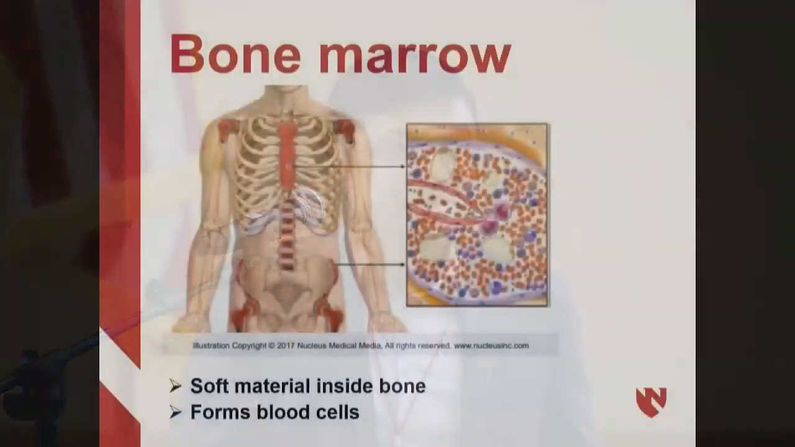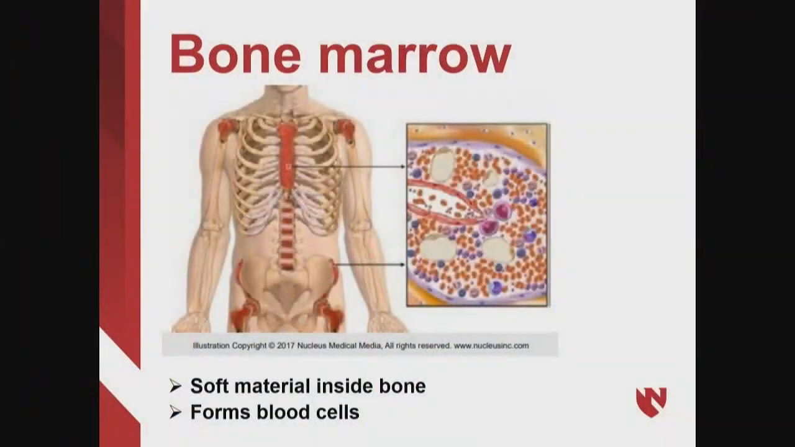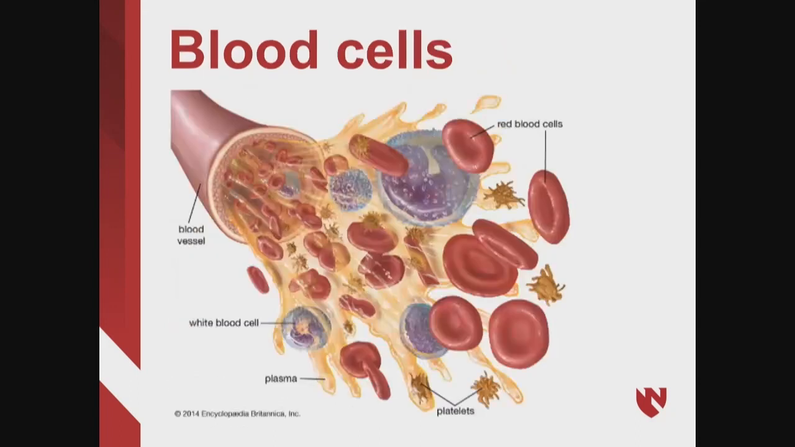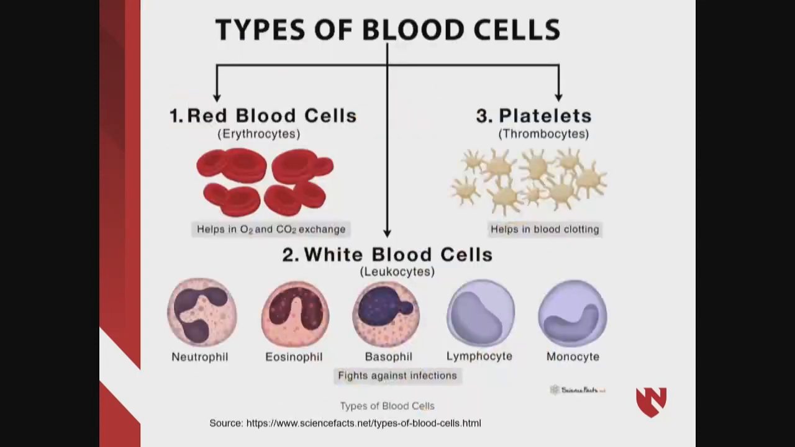So what I thought I'd start with is some basic information about blood, bone marrow, and myelodysplastic syndrome, and then I'll discuss management options. Inside bones, we have bone marrow, which is soft material, and bone marrow is what makes blood cells. There are many different types of blood cells. We have red blood cells, platelets, and white blood cells, which have different subtypes, such as neutrophils, lymphocytes, and so on.